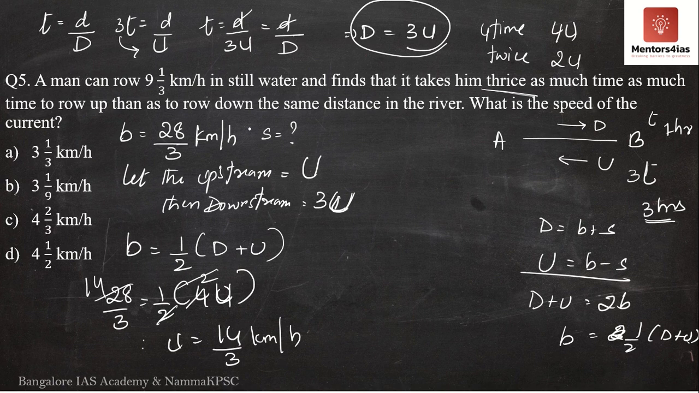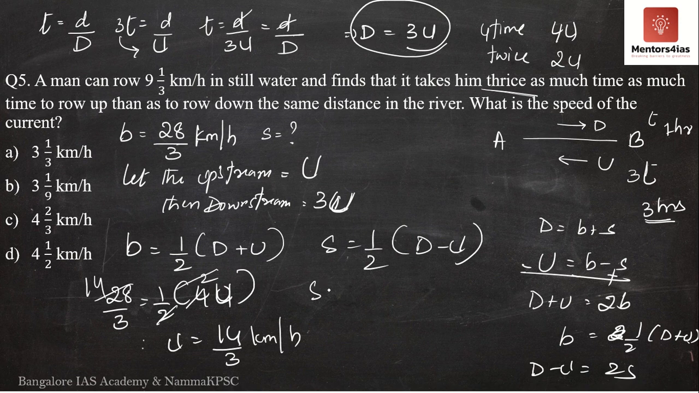What is the question asking for? The question is asking for S. Now, I've also told you that if B is equal to half the sum of the speeds, S is nothing but half the difference of the speeds. Similarly, instead of adding them, if I subtract them, this becomes plus. What do I get? D minus U is equal to 2S. Therefore, S is equal to half of D minus U. D is again 3U.